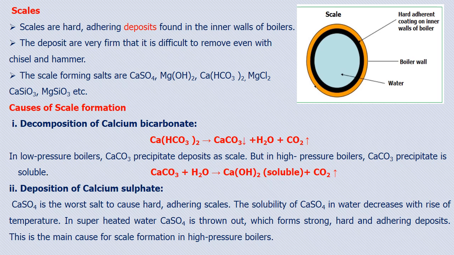One major salt we have to talk about for scale is calcium sulfate, which is responsible, and this is the salt which is responsible in any boiler, even in high pressure boilers too.